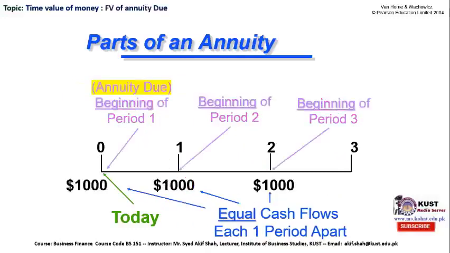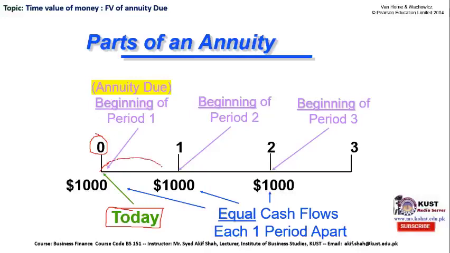This is a timeline for annuity due, and you can see that timeline point 0 represents today's date, the date at which you are making a deal with the bank regarding this annuity investment. And the day you have made a deal, the bank is asking you to deposit $1,000 at the start of the first year. Therefore, beginning of period 1 has been written at the top of this timeline 0.